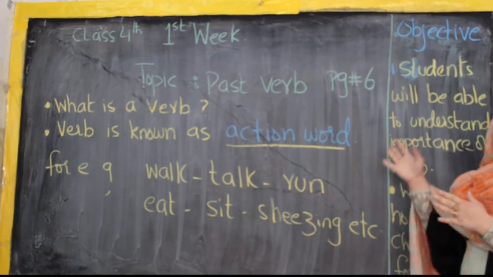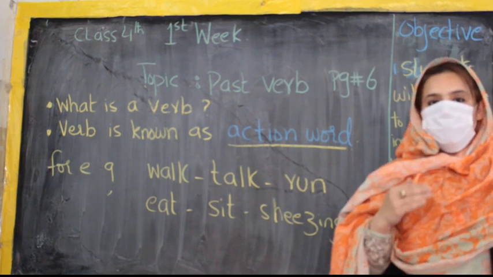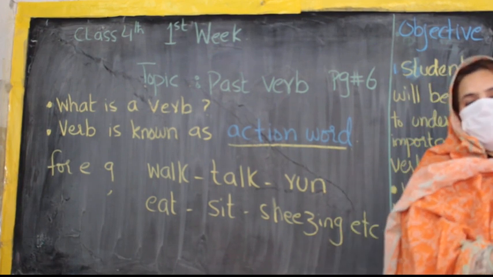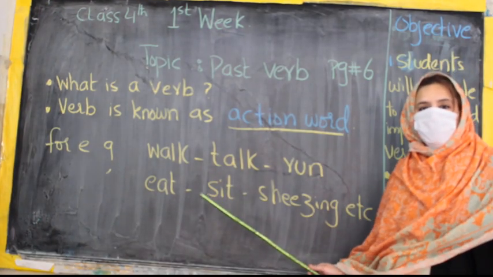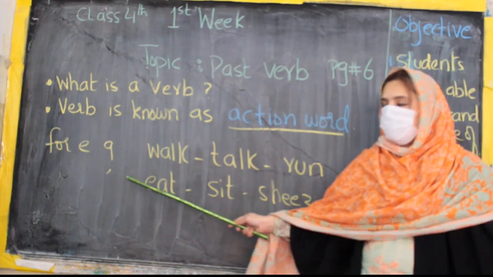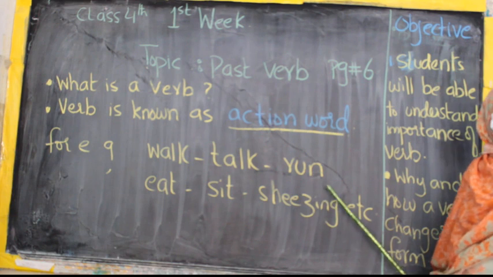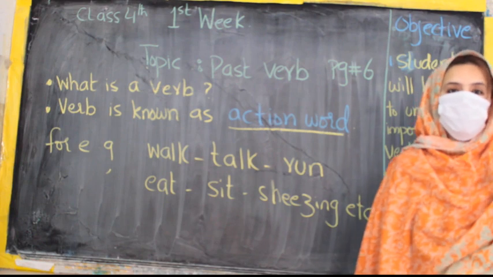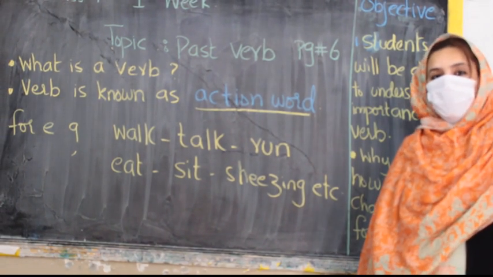So let's discuss in detail about verb first, and then we'll discuss how these verbs change their form and how they go into participles, and we'll discuss book page number 6 in detail. Now let's discuss the important examples of verb. If it is an action word, for example, walk, talk, run, eat, sit, sneezing, etc. are all actions. Now we'll discuss how these words change their forms and why it is important to change the form of the verbs.